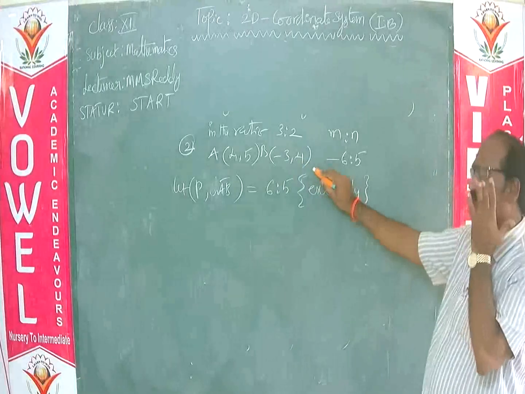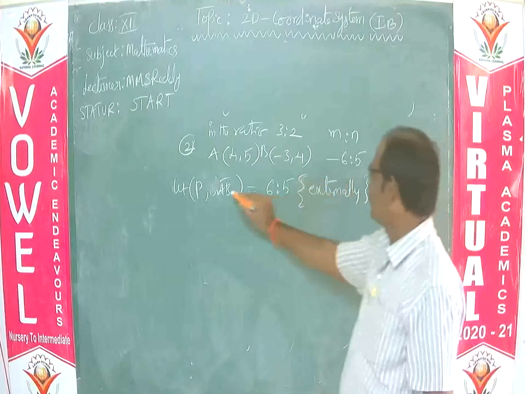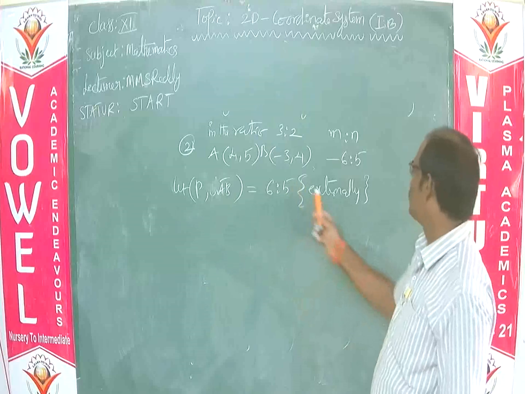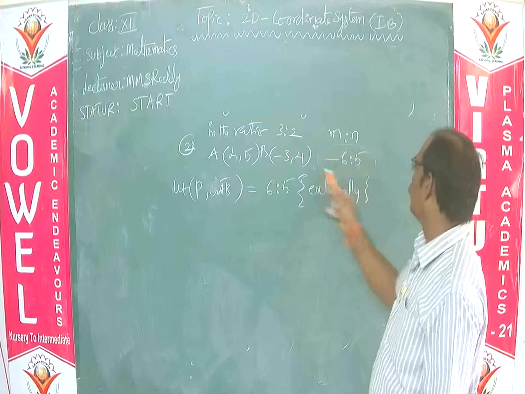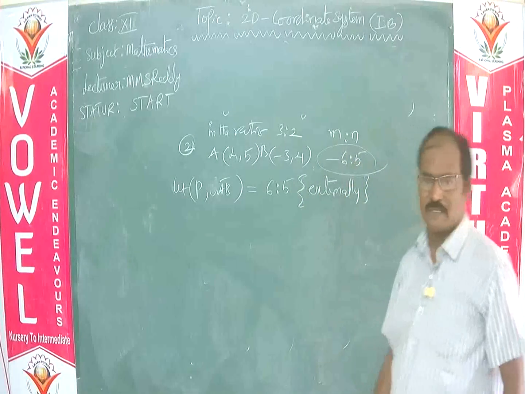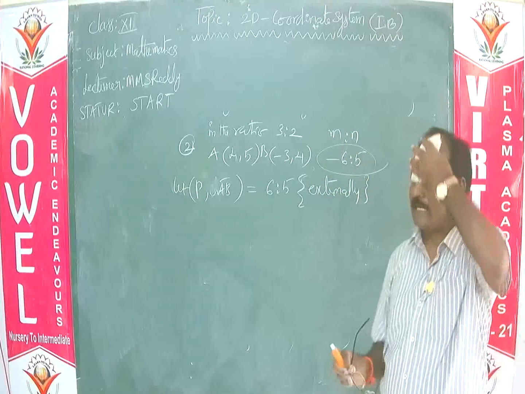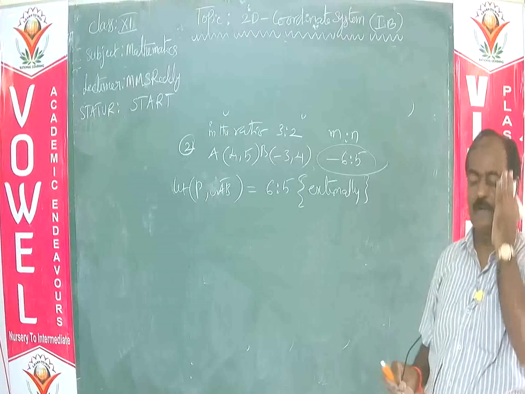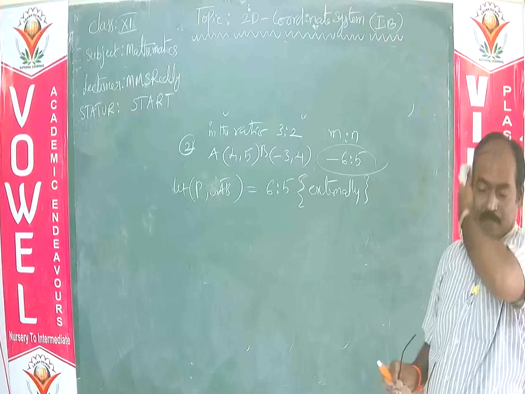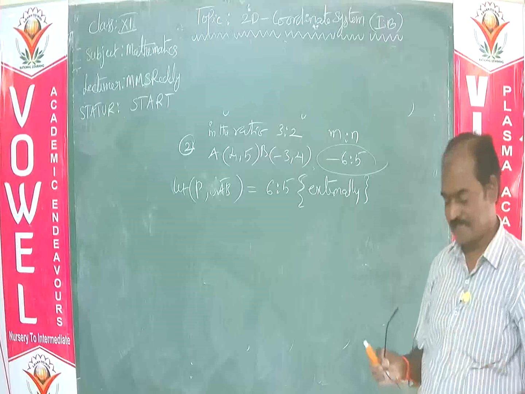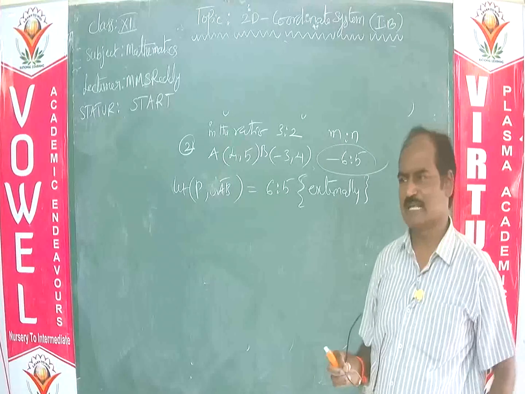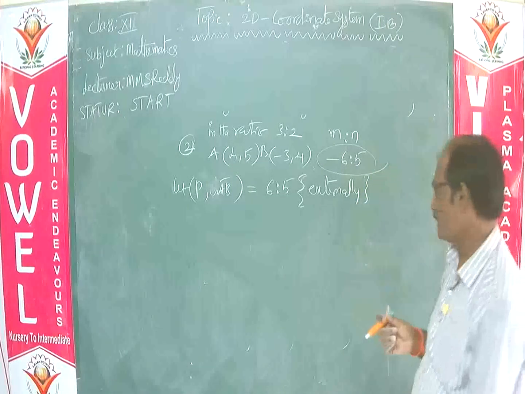Let P divide line segment AB externally in the ratio 6:5. Why externally? In the ratio m:n, if both m and n are positive or both are negative, then it is internal division. If one of m, n is negative, that means the product is negative, then it is external division.